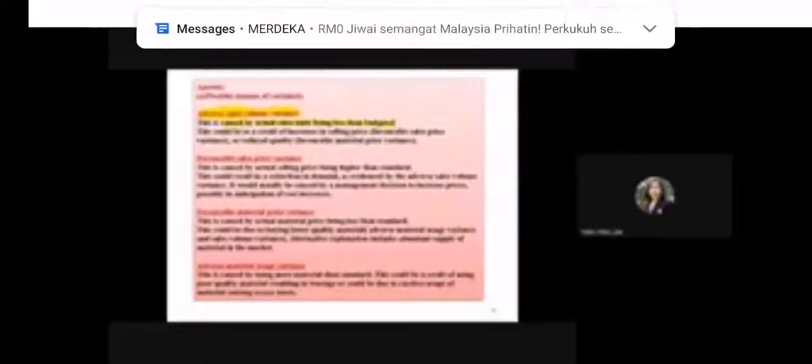So meaning to say in actual, your sales units are lesser. So this is caused by the actual sales units being less than the budgeted. So this could be a result of, and here they are linking to your sales price variance, an increase in the selling price that shows a favorable sales price variance, or it could be reduced quality, where they link it to your favorable material price here.